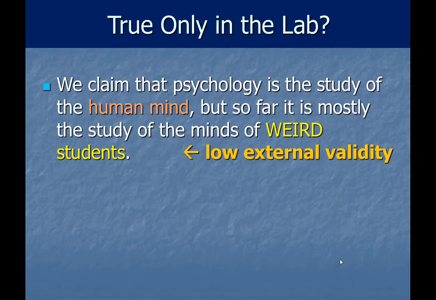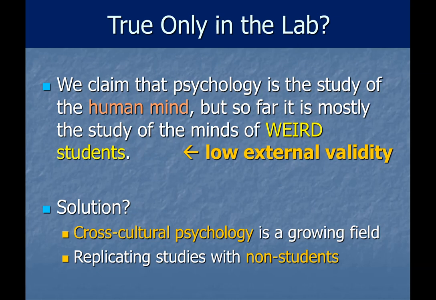So we often claim that psychology is the study of the human mind, but so far it's honestly mostly just the study of weird students, right? And so we've got low external validity if we want to make conclusions about human minds in general. The biggest solution here is cross-cultural psychology. It's actually a subfield of psychology.